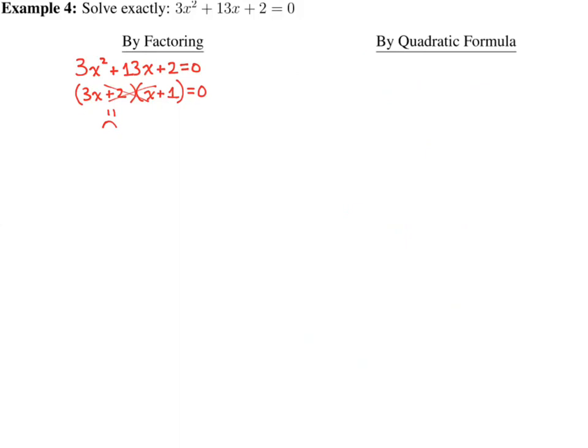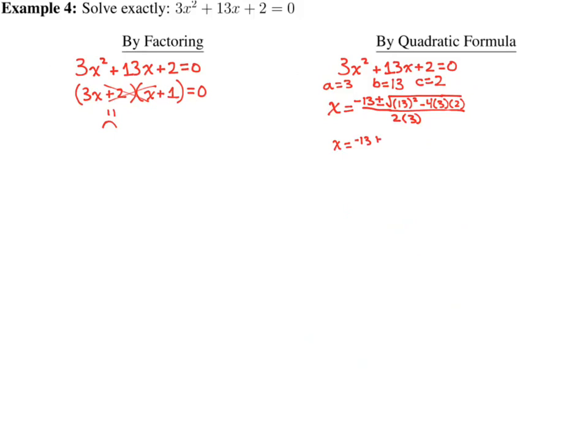Okay. Quadratic formula. 3x squared plus 13x plus 2 equals 0. A equals 3, B equals 13, C equals 2. Yeah, nothing exciting. X equals the opposite of 13, plus or minus the square root of 13 squared minus 4 times 3 times 2, all over 2 times 3. All right, where are we? X equals the opposite of 13, plus or minus the square root of 169 minus 24, all over 6.